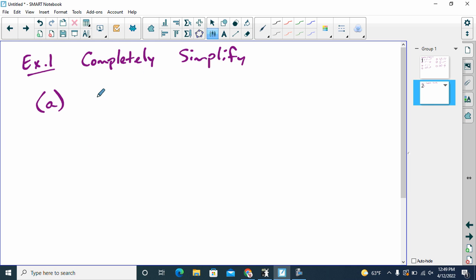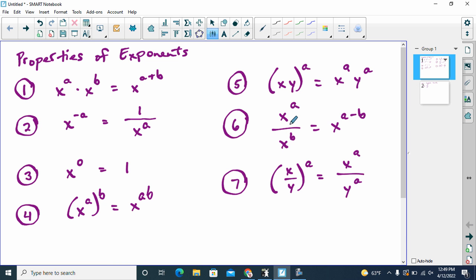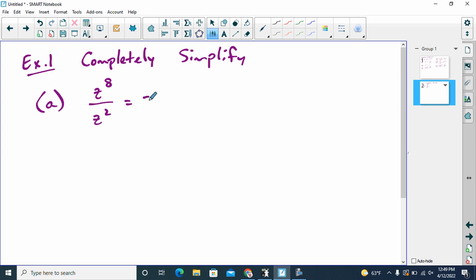Part A, let's do z to the 8th divided by z to the 2nd. So I'm dividing 2 things. When I divide 2 things, we said that we subtract their exponents. So that's the same thing as z to the 8 minus 2, which is 6. Z to the 6th is correct.